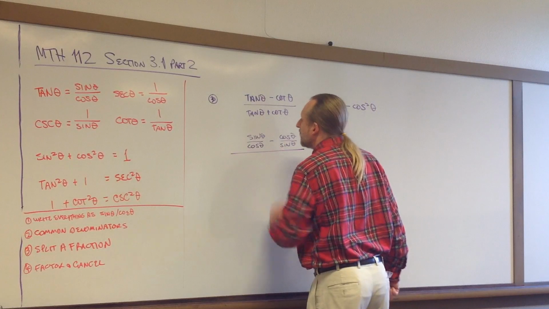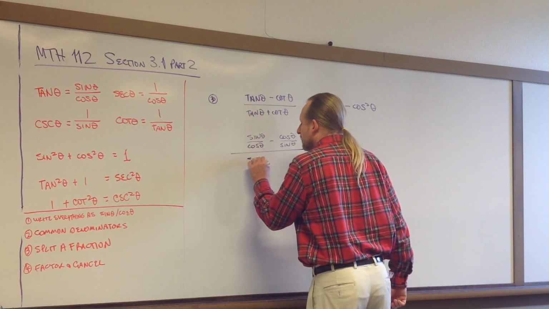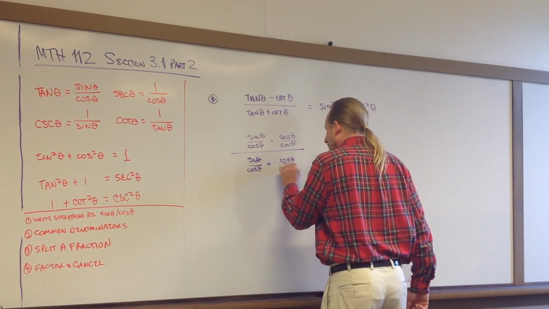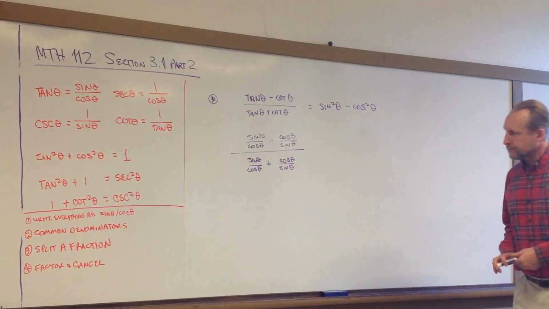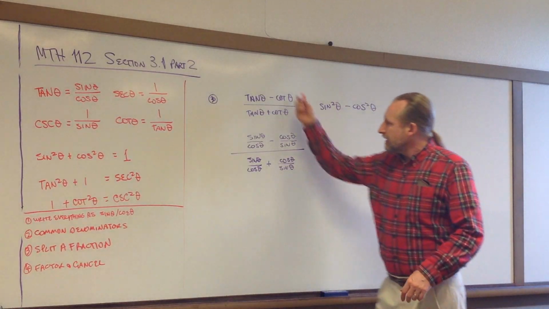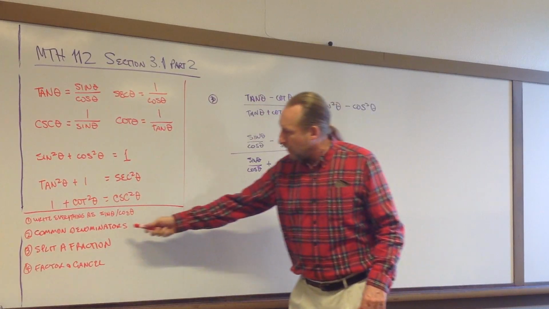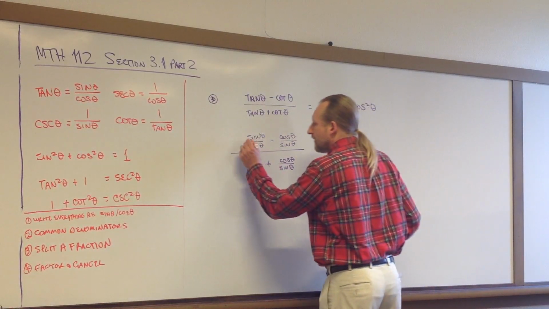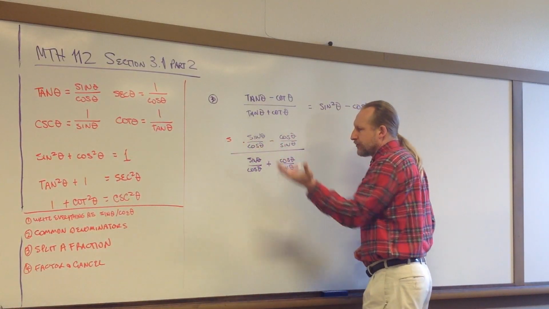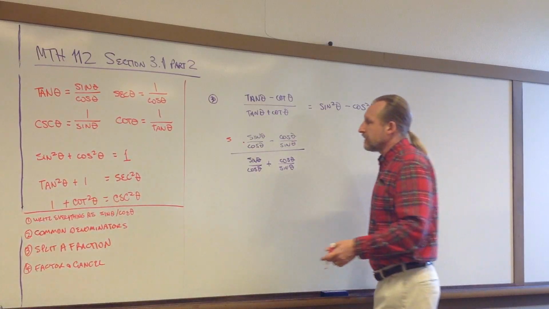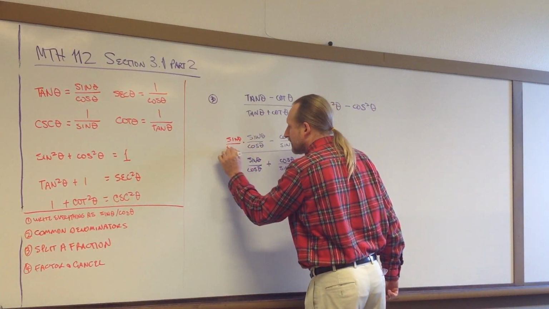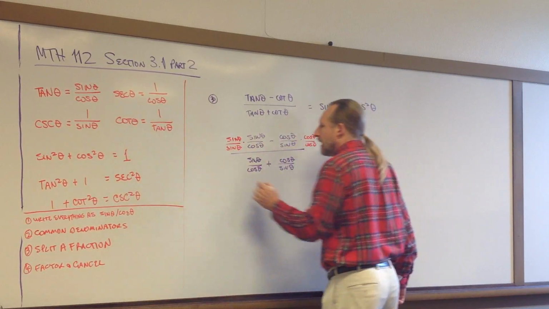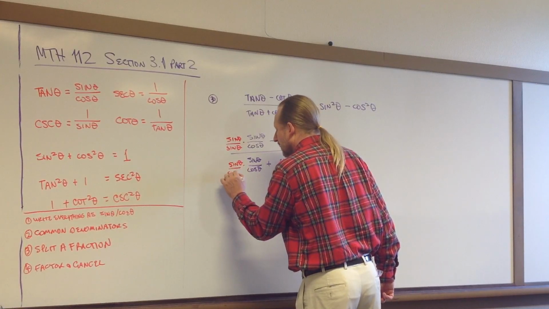Alright, that's the numerator. In the denominator, it's going to be the same thing, except plus cosine over sine. Alright, so now we've written these in terms of sines and cosines. Now we're going to make common denominators and subtract here and add here. So this one, our common denominator on both the top and the bottom is going to be sine theta cosine theta. So this one needs to get multiplied by sine over sine, and this one gets multiplied by cosine over cosine, and we'll do the same thing down here.